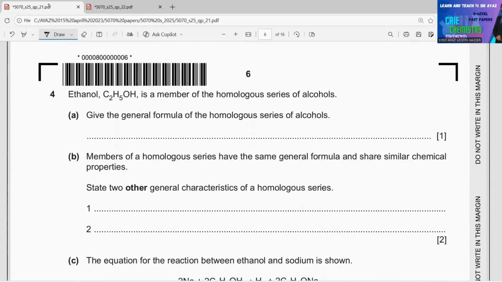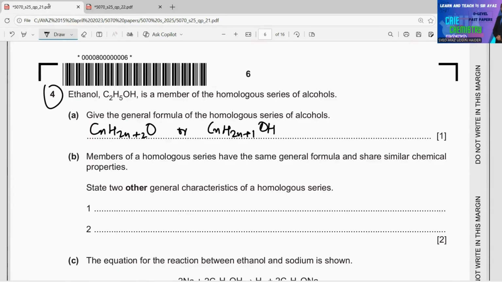Moving to the next question, which is number 4. Ethanol, C2H5OH, is a member of the homologous series of alcohols. A. Give the general formula of the homologous series of alcohols. This is something you have to learn by heart. You can write CnH2n+2O or CnH2n+1OH. This will be the general formula for alcohols.